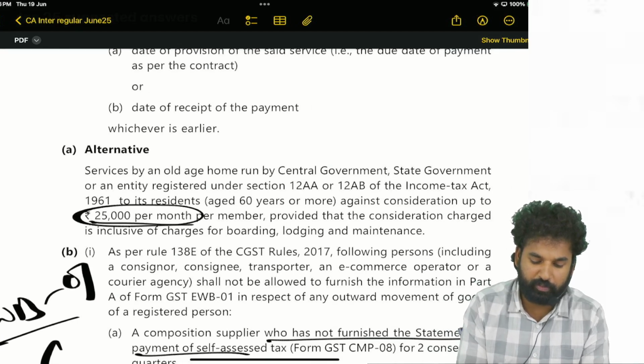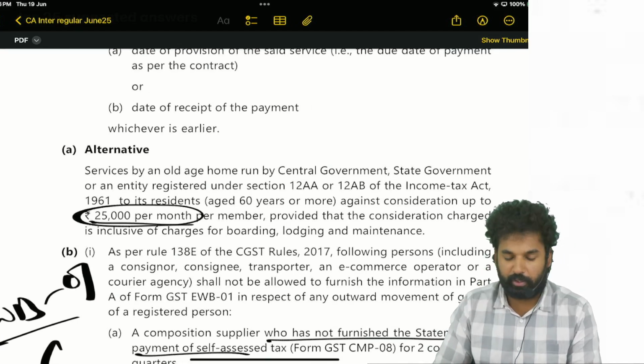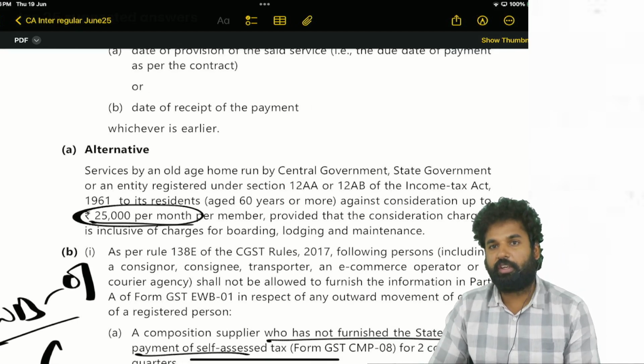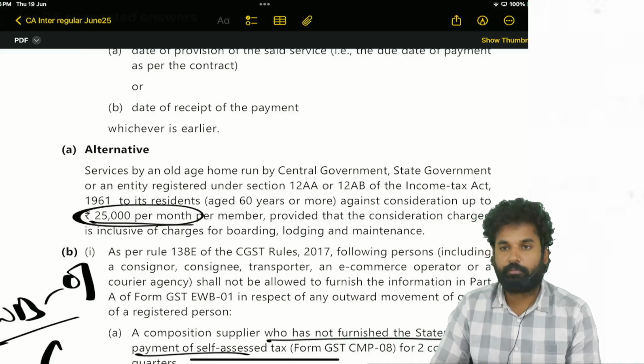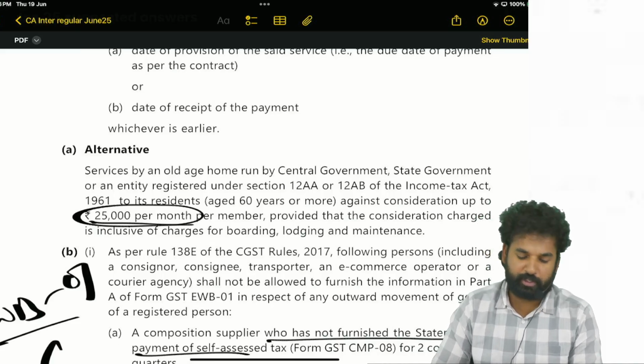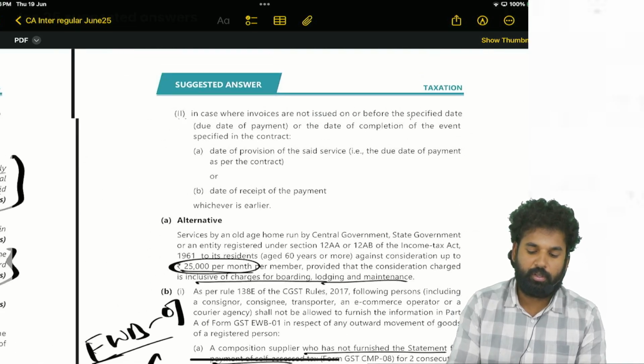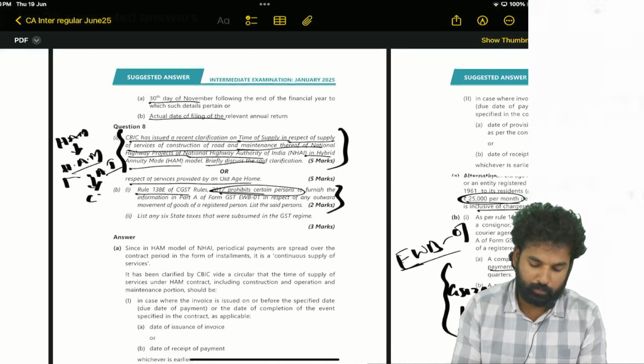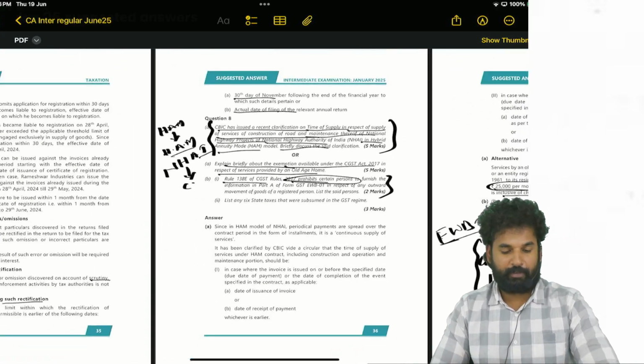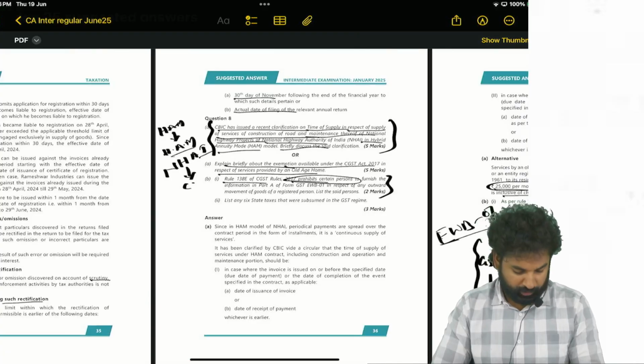See here, 25,000 rupees per month per member is the limit. If the consideration is more than that, then it will be taxable. Up to that, it is exempted. So inclusive of charges, boarding, lodging, and maintenance. Okay, right. So all this is from the Jan 2025 paper.